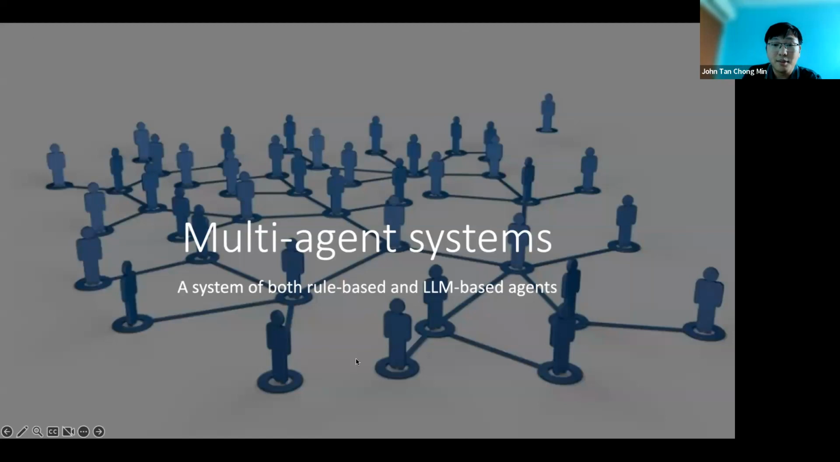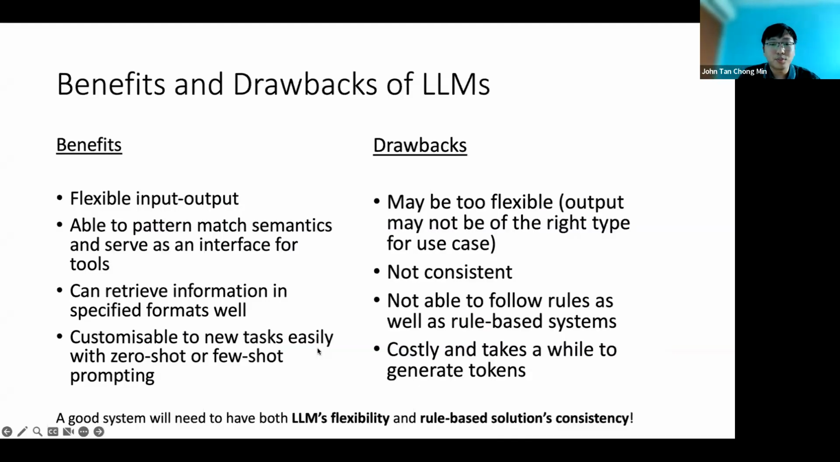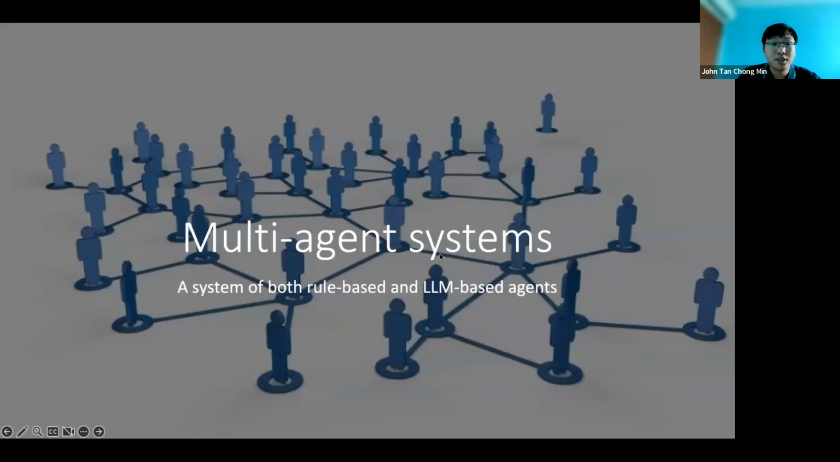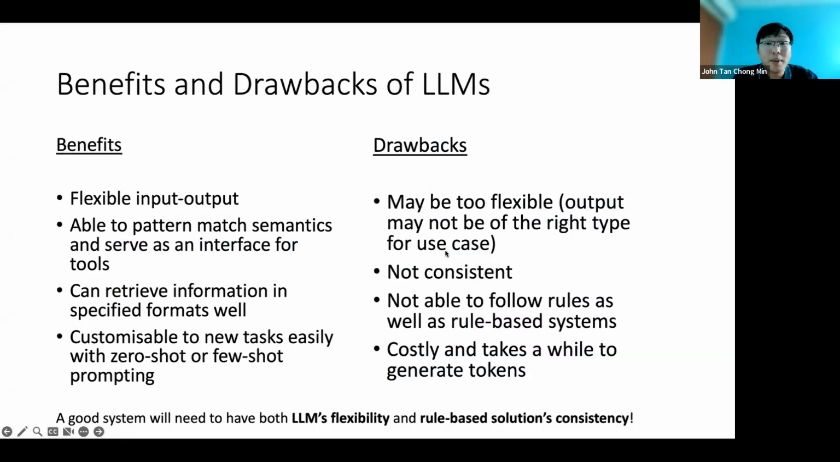Okay, so this idea of multi-agent systems is what I talked about earlier. Something that I'm a big fan of, because as a single agent, you are only able to do certain things. But with more agents, you are able to do much greater things. I think this is very useful. Before we talk about multiple agents, let's talk about the benefits and drawbacks of these agents first. What are the benefits? We have a flexible input-output.